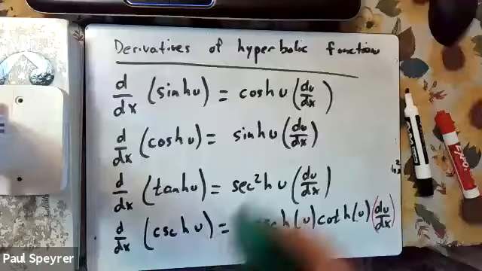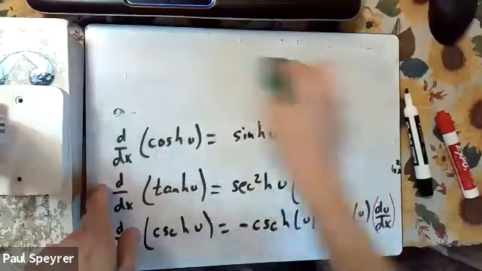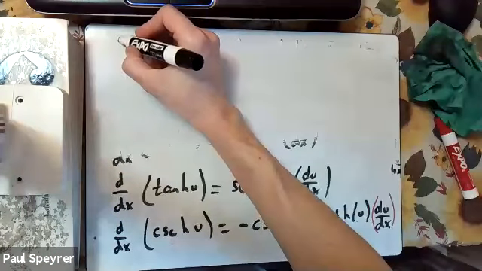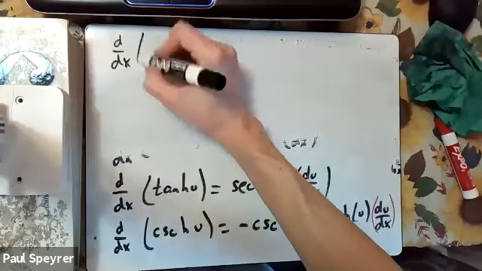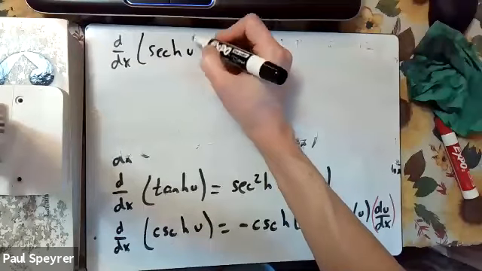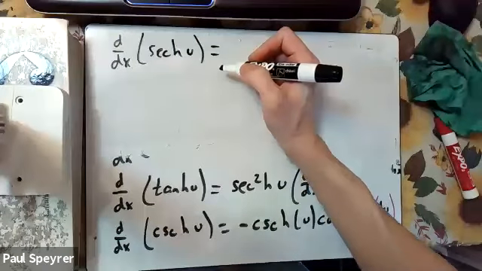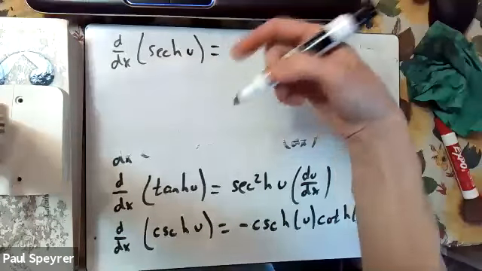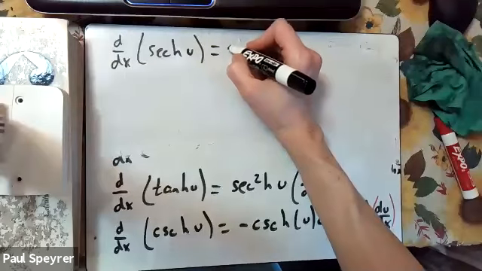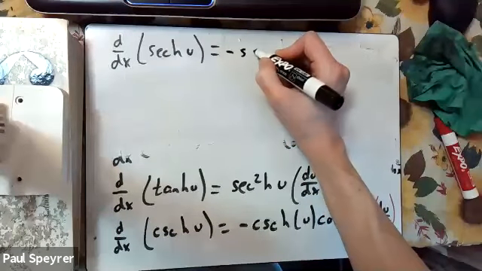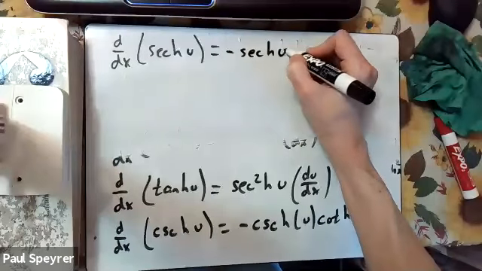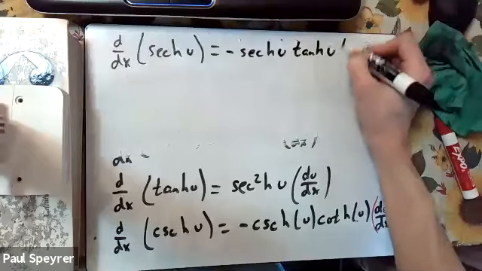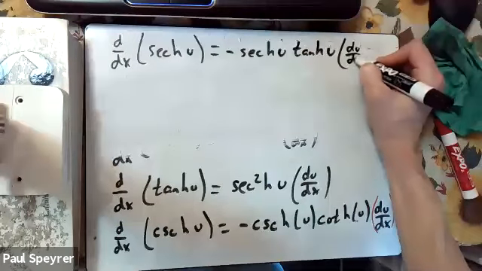Then we have two more. The derivative of hyperbolic secant of u. Very similar to the derivative of secant. Remember, the derivative of secant was secant x tan x. This one's going to be very similar. It's just going to be negative instead. So we're going to have negative hyperbolic secant of u, hyperbolic tangent of u, and then of course chain rule right here.